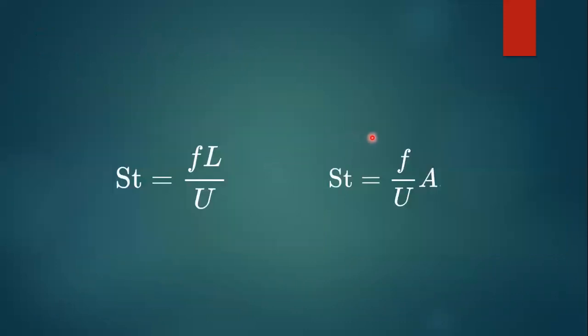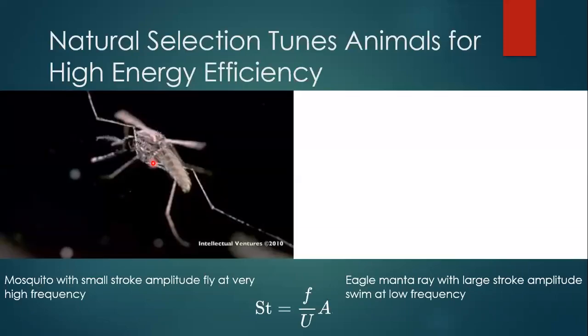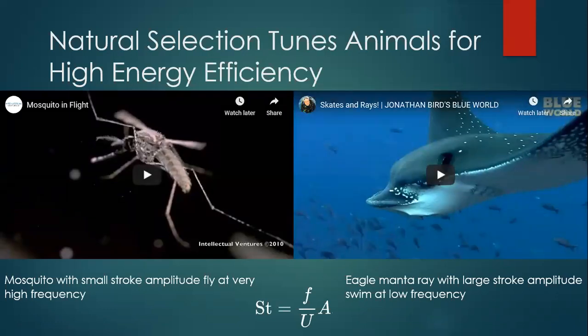Right, so with the frequency of flapping equal to the frequency of vortex shedding, and the amplitude of stroke equal to the characteristic length, the Strouhal number of animal locomotion is similar to the Strouhal number of vortex shedding. And animals try to tune their locomotion in order to fit in that narrow range of Strouhal number.